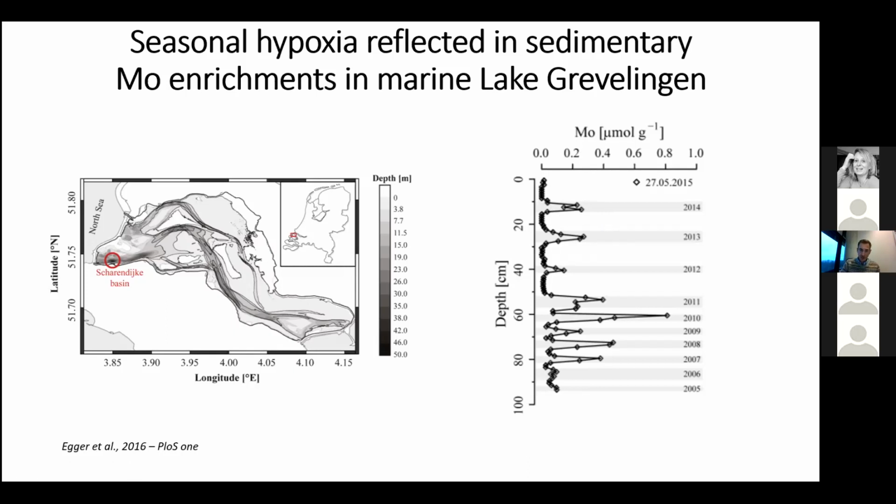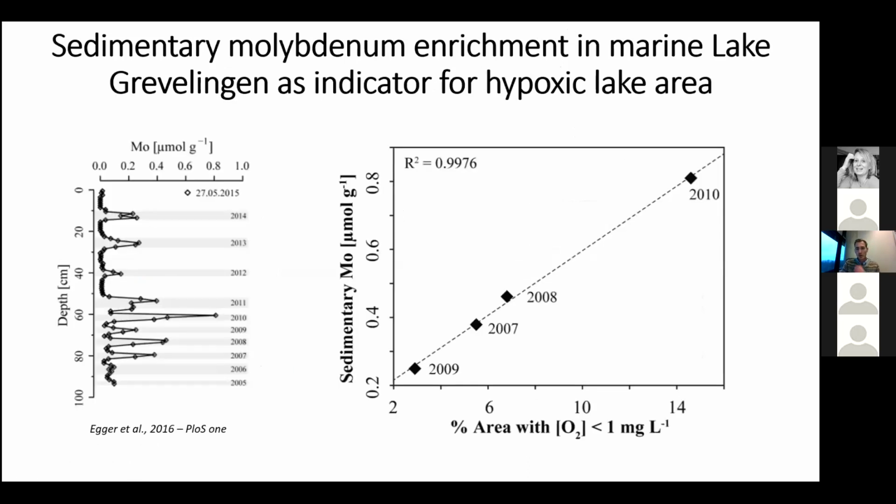But actually, there's another application to that, because when we were putting these sedimentary molybdenum enrichments, they actually very nicely correlate with the area of the lake that has oxygen below 1 milligram per liter. So there's actually a very strong correlation. This might be coincidental, but this shows maybe that there's more applications to this molybdenum trace metal proxy.